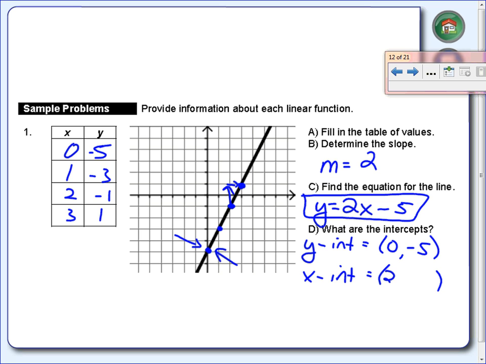Oh, what happened to my ink here? I ran out of ink. Seriously?